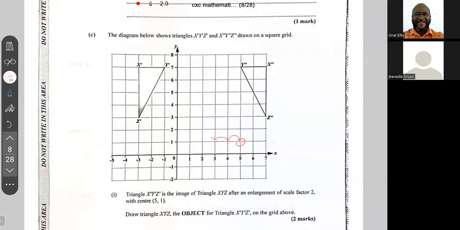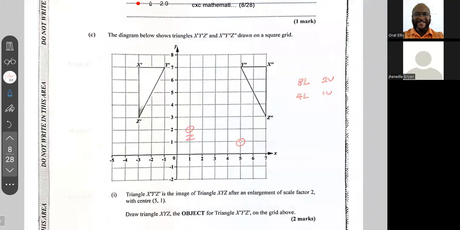1, 2, 3, 4, 5, 6, 7, 8, 1, 2. So this is 8 left and 2 up. Say with me. This is 8 left and 2 up. If I half that, it's going to be 4 left and 1 up. So 1, 2, 3, 4 left, 1 up. This is the point Z.